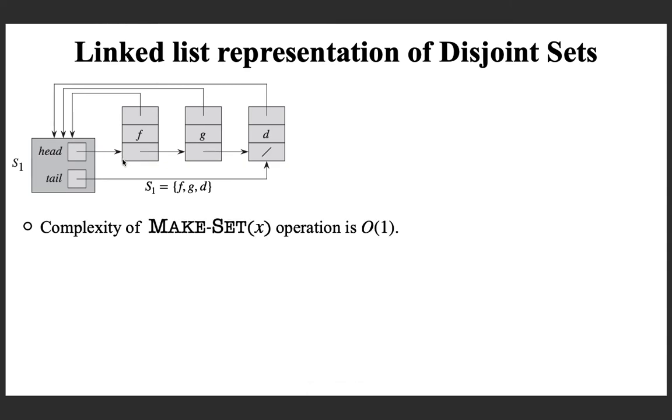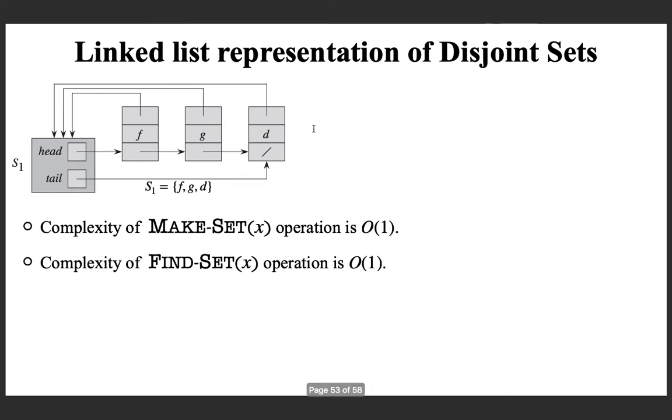Given this, the complexity of make set is order of 1 because you need only finitely many operations. You make this header node and a node and then make these links. That's it. 4 or 5 steps in the algorithm. So order of 1. And the complexity of find set X is 1 because if you are given G, a single operation will tell you in which set you are in.